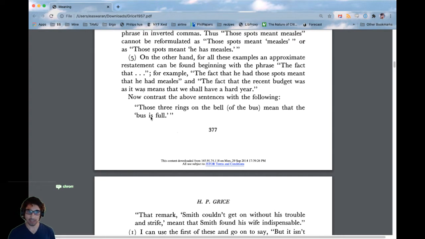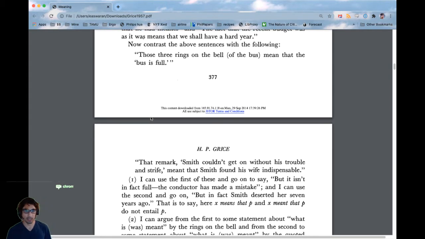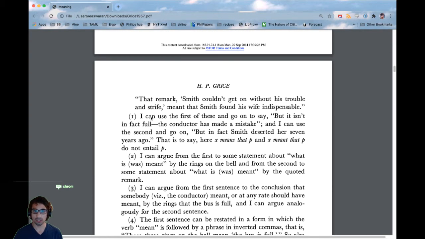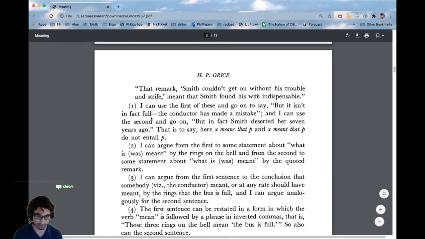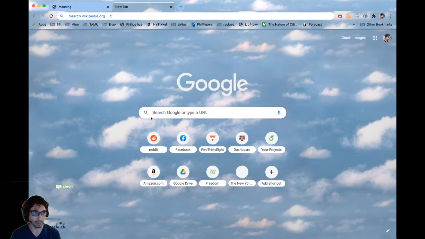Now, contrast the above sentences with the following. And here he's going to get to the other kind of meaning, the one that he's most interested in. Those three rings on the bell of the bus mean that the bus is full. That remark, Smith couldn't get on without his trouble and strife, meant that Smith found his wife indispensable. And if you don't understand that phrase, we might look up Cockney rhyming slang.